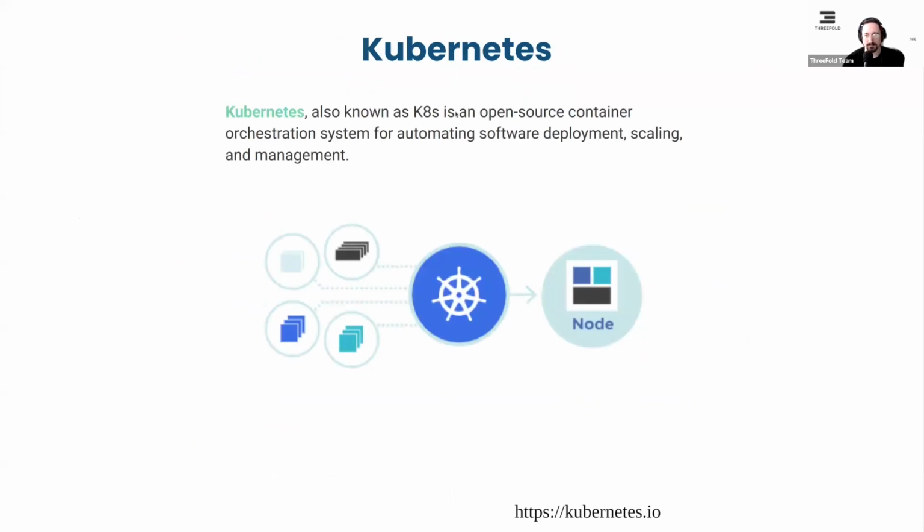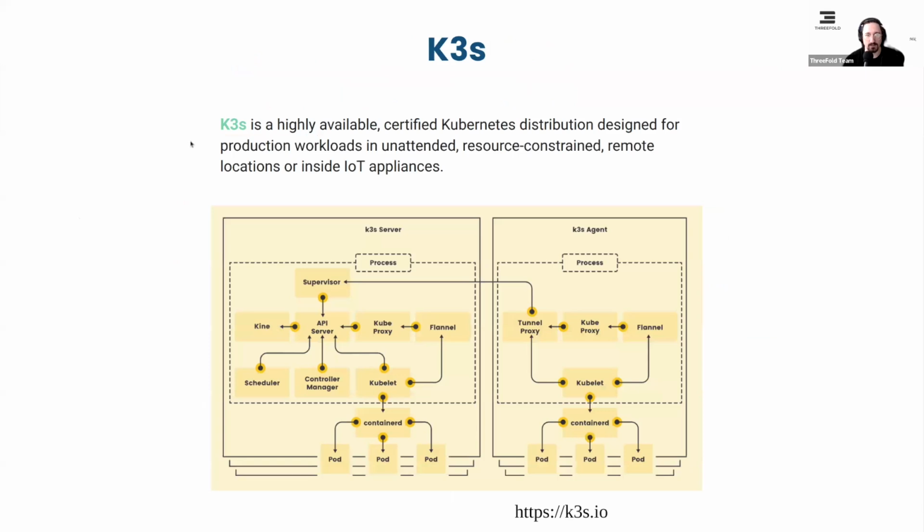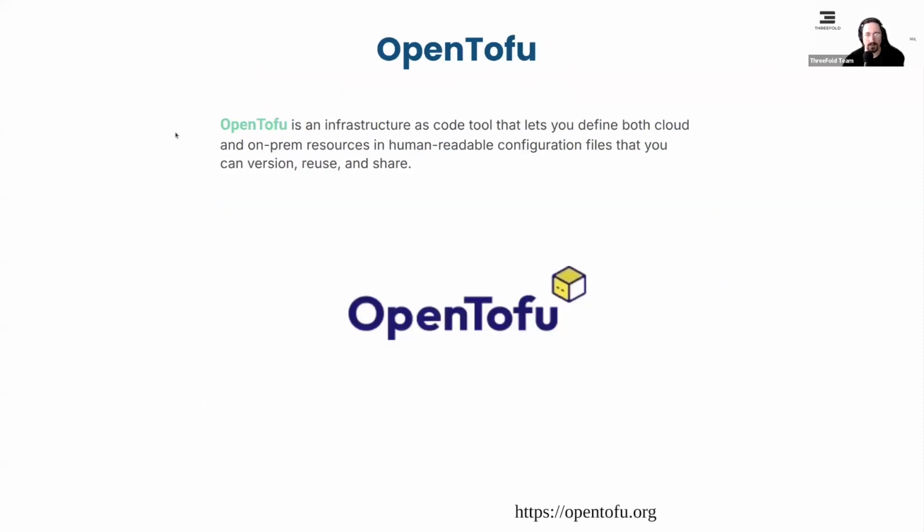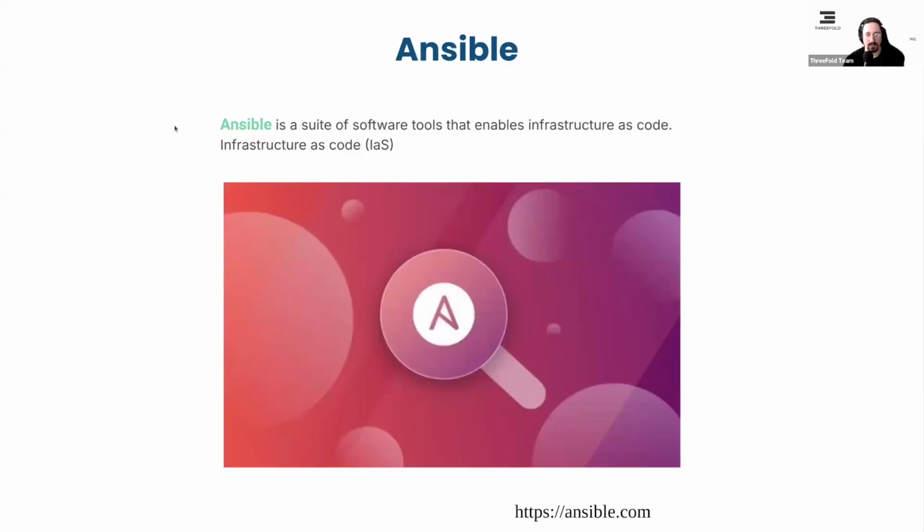Kubernetes is an open source container orchestration system for automating software deployment, scaling, and management. It's really the industry standard. K3s is a highly available certified Kubernetes distribution. Basically, it's a lightweight version of K8s that is mostly used in general, but it can also work for production-ready workloads. OpenTofu, we saw it in different demos in the past. It's an open source version of Terraform, so it's infrastructure as code that you can use to deploy on the grid.